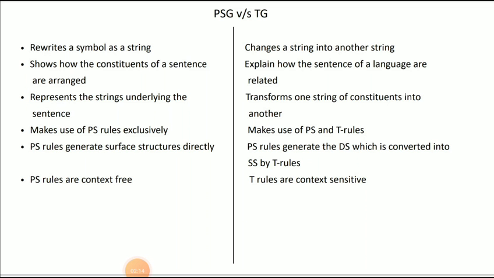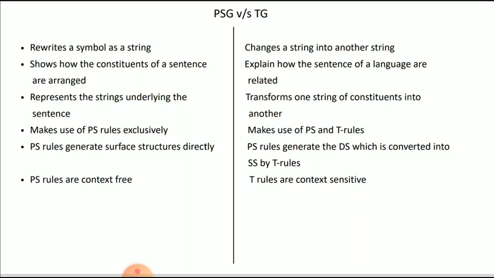When it comes to TG grammar, it transforms one string to another string, and TG grammar is used to explain how sentences of a language are related to one another. That is, how an assertive sentence is related to an interrogative sentence, as we just saw, or how an active voice is intricately related to a passive voice, etc. So TG grammar explains how sentences of a language are related. Then TG grammar transforms one string of the constituents into another. So that is the ability of TG grammar. It transforms one string to another.